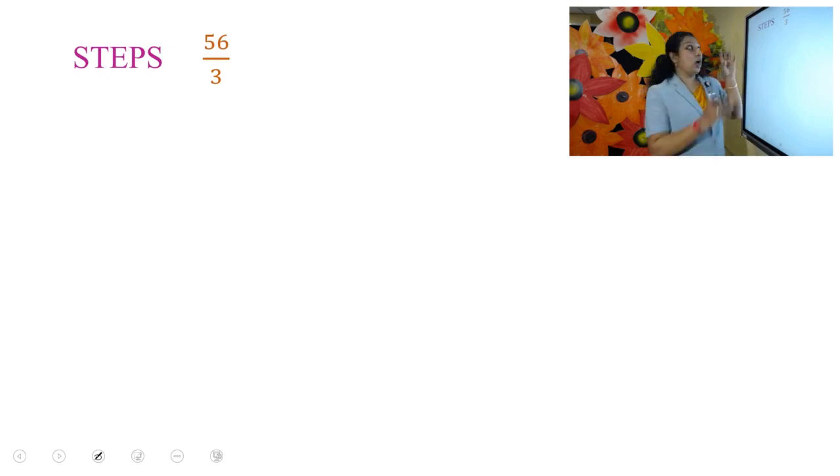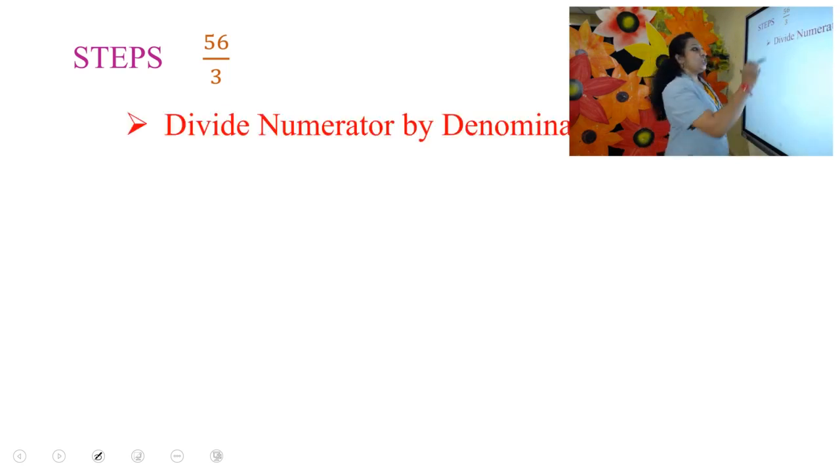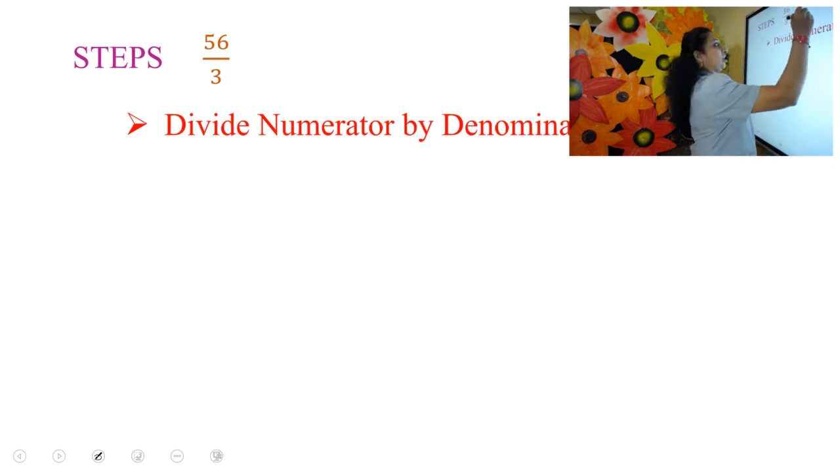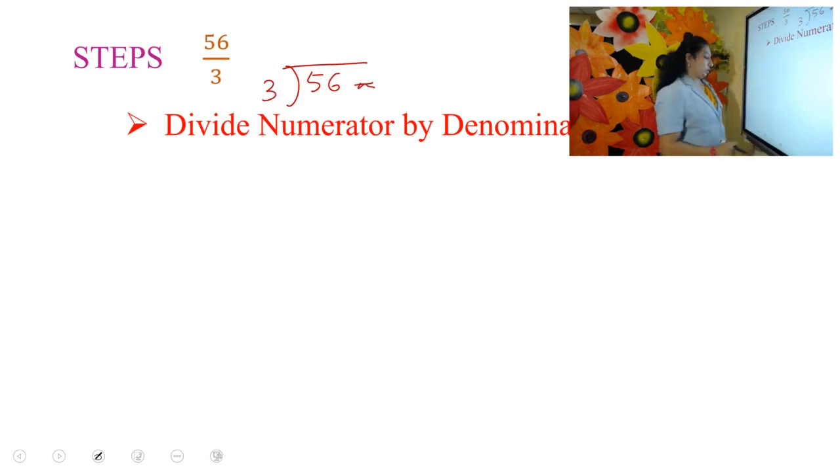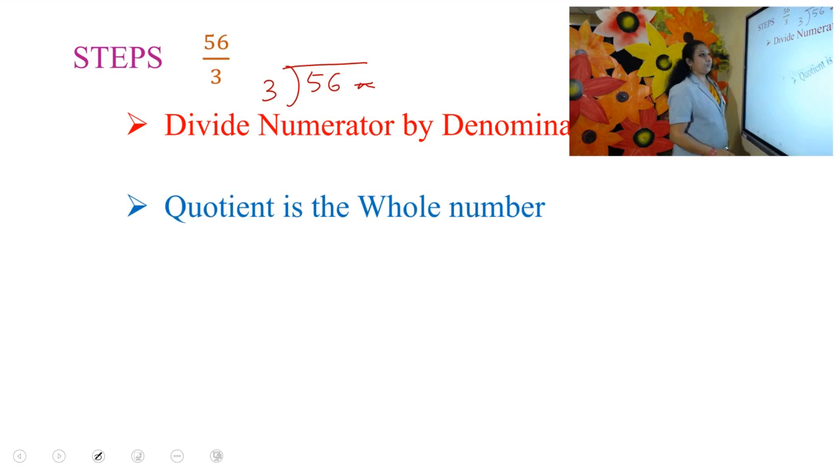So how will you convert this improper fraction to mixed fraction? I'll tell you the steps once again. First you have to divide the numerator by denominator. That is 56 divided by 3. This you have to do. Then what is the next step? Quotient is the whole number.